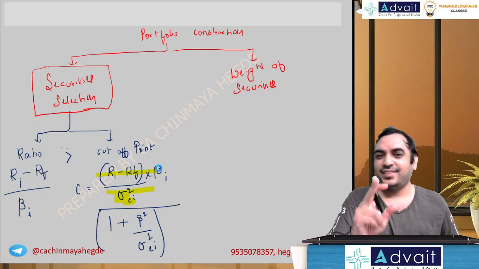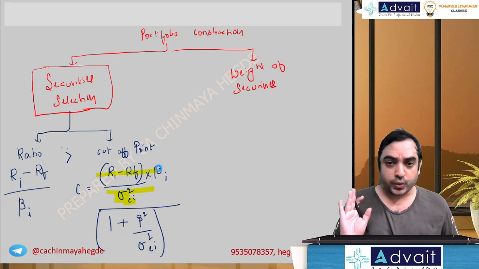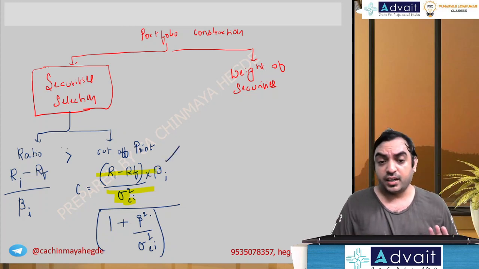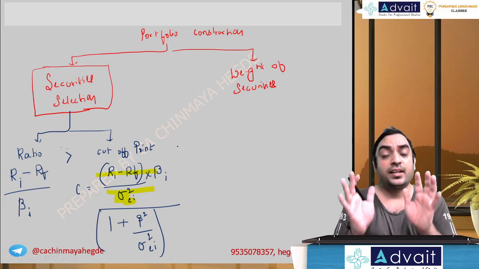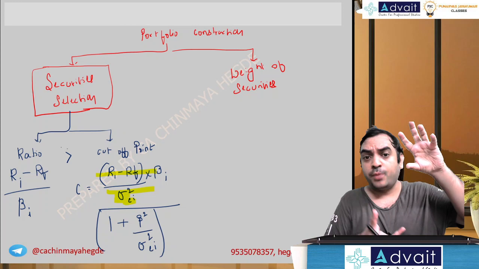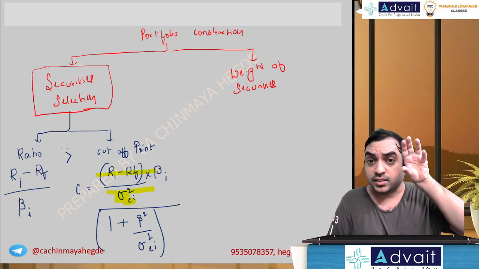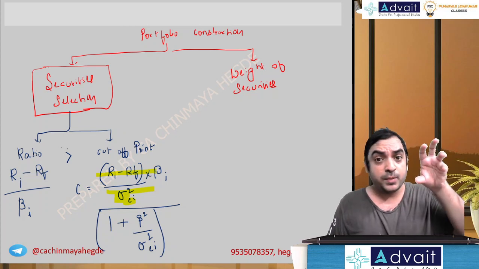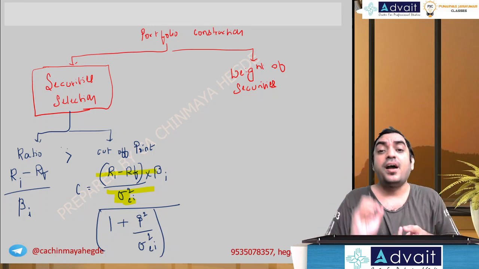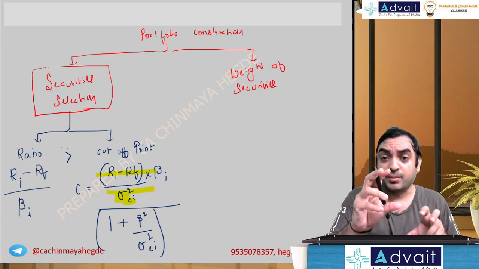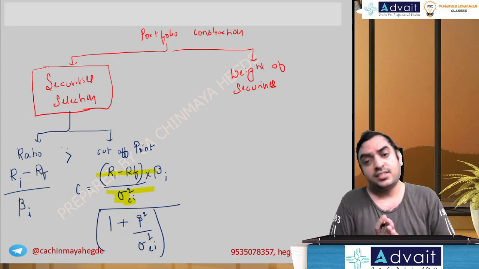Sir, why 1 plus? I told you it's a mathematically derived formula, so don't worry. Why in numerator only beta, denominator beta square? Like here we have taken beta, here we have taken beta square. That I will not be able to explain, because again that is out of mathematical derivation calculation. But broadly you got the idea. Numerator has got one part, denominator has got one part. Numerator has got Ri minus Rf, that is risk premium, multiplied by systematic risk divided by unsystematic risk. Denominator: 1 plus beta square by sigma Ei square, systematic variance divided by unsystematic variance.